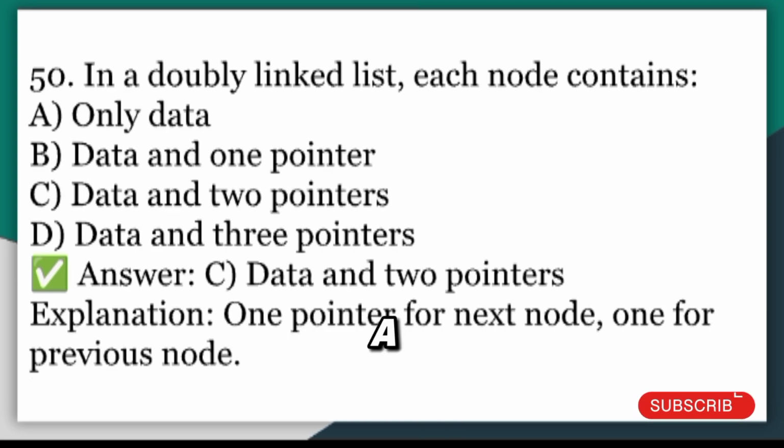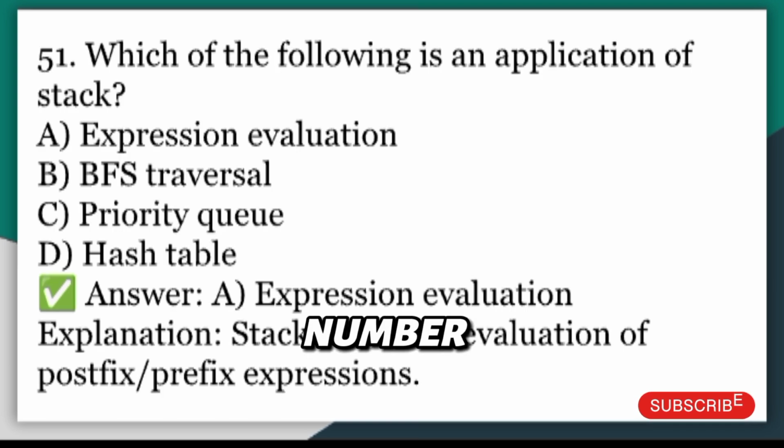Question number 50, in a doubly linked list, each node contains, so the right option is C, data and two pointers. Explanation: one pointer for the next node and one for the previous node. Question number 51, which of the following is an application of a stack? So the right option is A, expression evaluation. Explanation: a stack is used in evaluation of postfix and prefix expressions. Expression evaluation is the process of calculating the value of mathematical expressions.